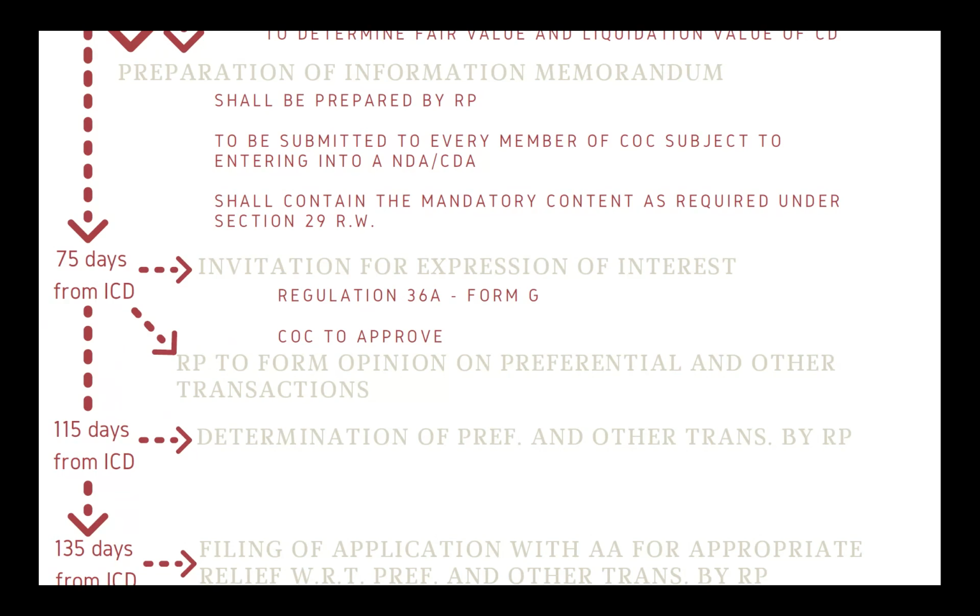And within 135 days, the RP shall file an application with the adjudicating authority stating that, honorable adjudicating authority, these are the preferential transactions, and this is the appropriate relief which I am claiming with respect to such preferential transactions, and the honorable adjudicating authority may be pleased to pass a necessary order in this regard. So that is how I approach the adjudicating authority within 135 days from the insolvency commencement date.